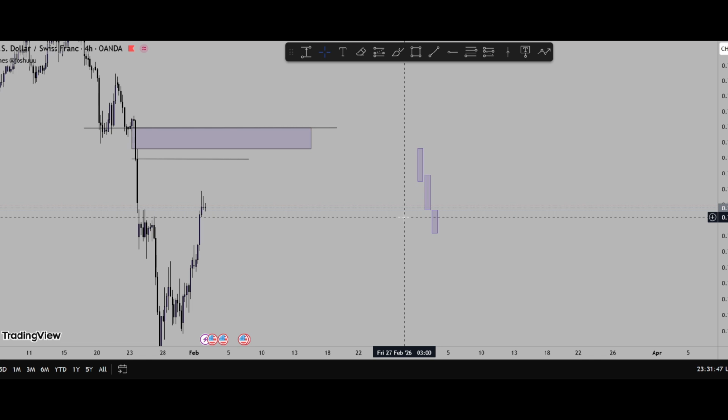Liquidity and structure are constant. So you have to understand liquidity, you have to understand structure, and you know multiple time frame analysis, obviously.